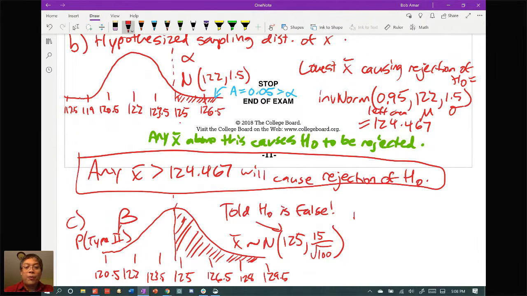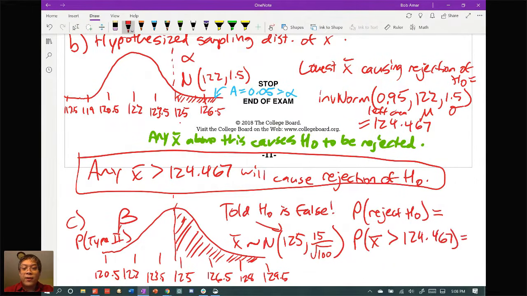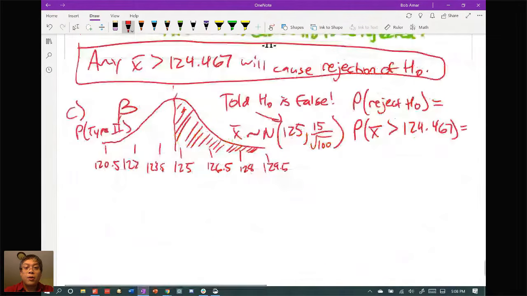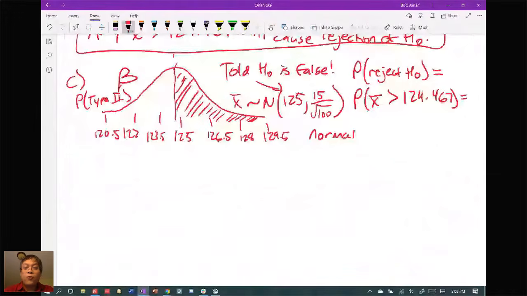So the probability of rejecting H naught is equal to the probability that X bar is bigger than 124.467. And this is normal CDF, 124.467 to infinity, where the mean is 125 and the standard deviation is 1.5. We need to label this command. And so these are the left and right bounds.